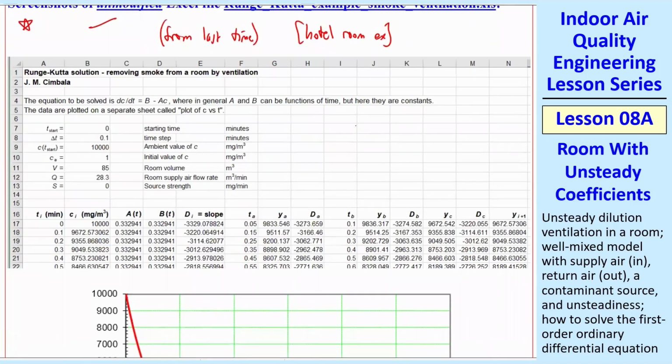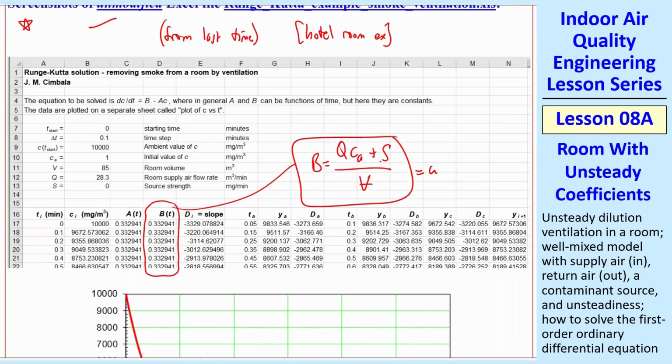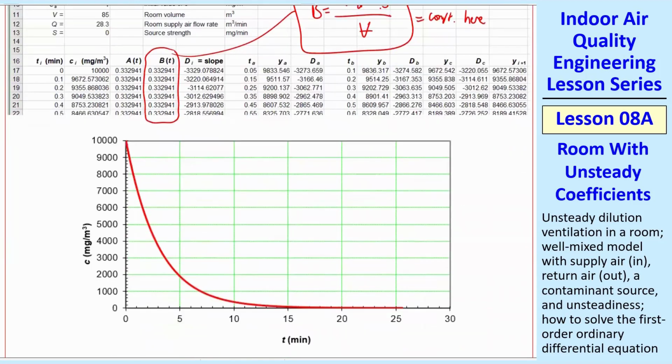And you could see that B equals QCA plus S over V, and it's a constant here in this previous example. And I plotted C versus time, and you see it's a nice exponential decay.